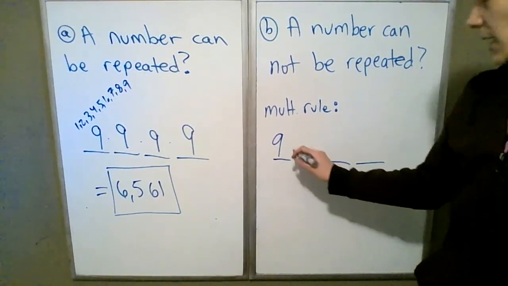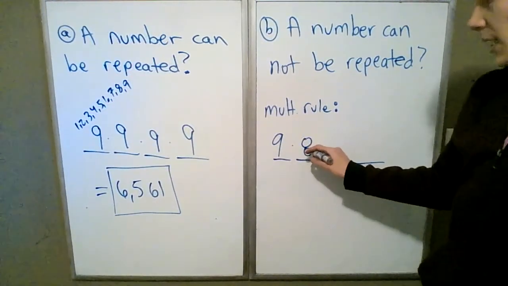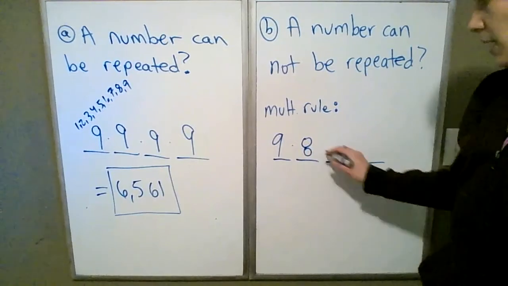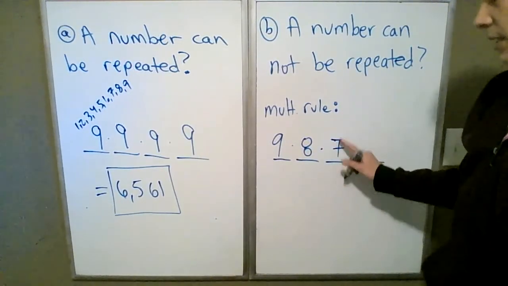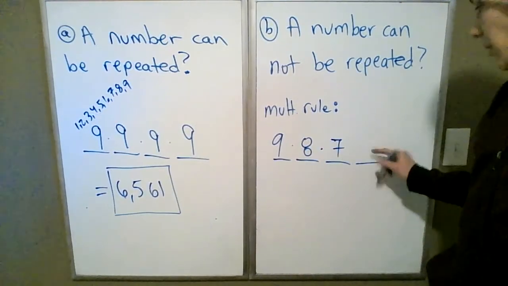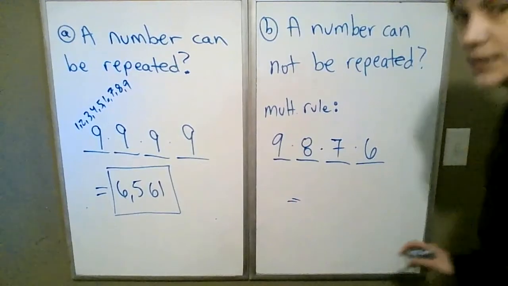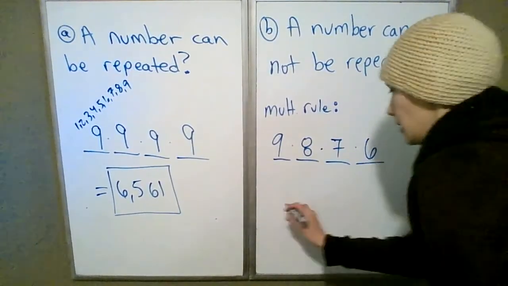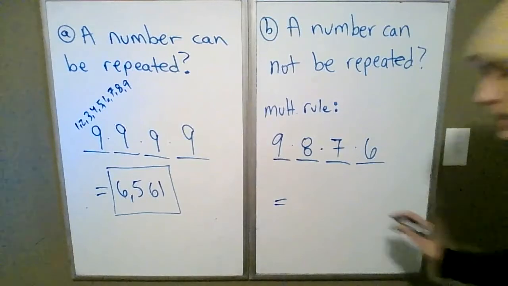So then we've got 8 choices for the next spot. And from these 8, we've picked that number. And so here I've got 7 choices. Now from those 7, there's a number sitting in this spot. And over here, there's 6 left to choose from. It's 9 times 8 times 7 times 6, which would be 3,024.